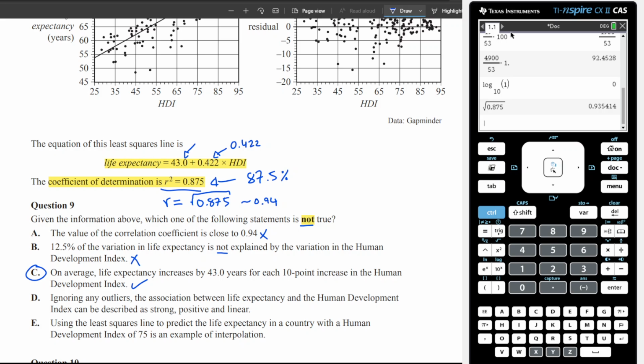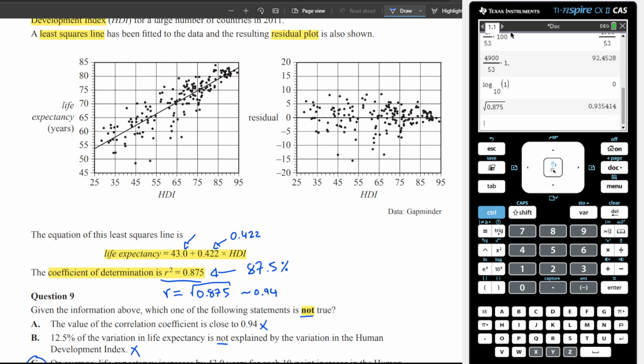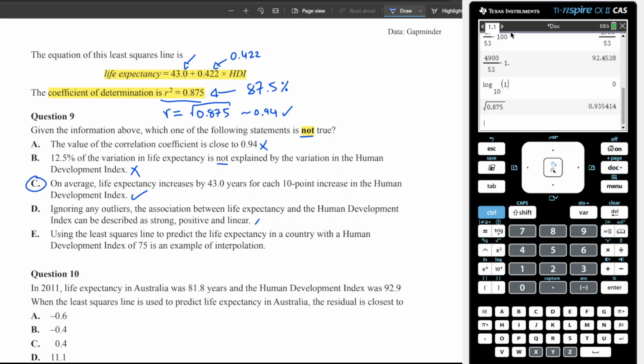Ignoring any outliers, the association between life expectancy and HDI can be described as strong, positive, and linear. Well, let's have a look. Ignoring any outliers, is it strong? Is it positive? Is it linear? It's strong, it's clearly positive, and it looks linear to me. So that would be correct, meaning it's not the one we want.